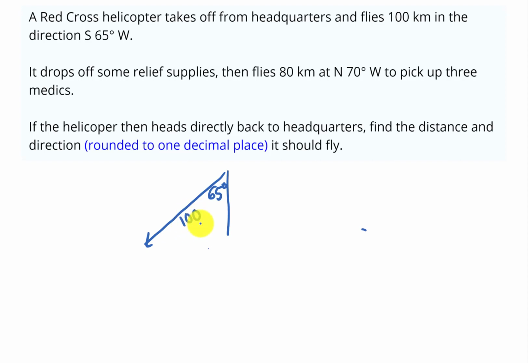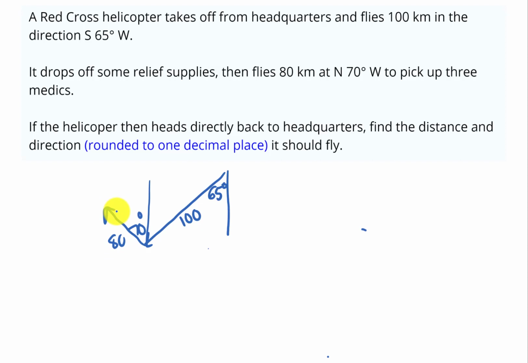It drops off some relief supplies and then flies 80 kilometers at north 70 degrees west to pick up 3 medics. Alright, so the next thing we're going to do is measure off from north, and we are going to move from north 70 degrees to the west. We swing around here by 70. So this is 70, and that travels 80 kilometers, so that's the length of that vector.